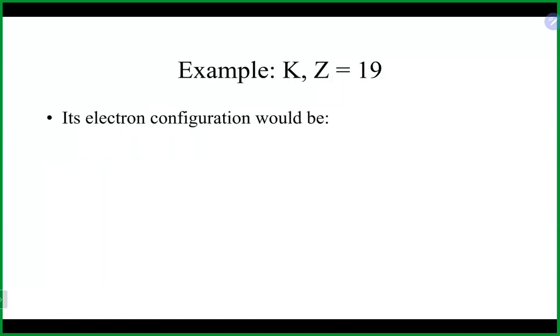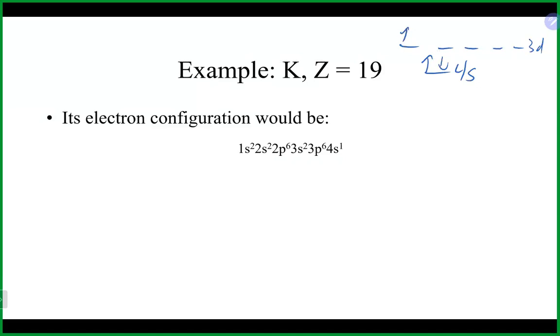So if we look at something like potassium, which is 19, and we write the electron configuration for potassium, a couple things. Remember that it is going to be the 4s before the 3d, so that is lower in energy. So those electrons, once again, will go into the 4s before they fill up that 3d.